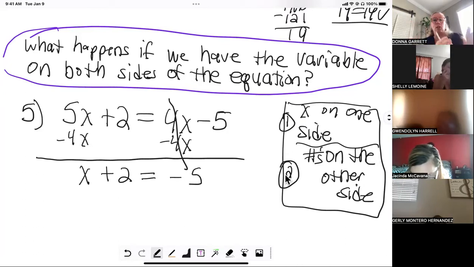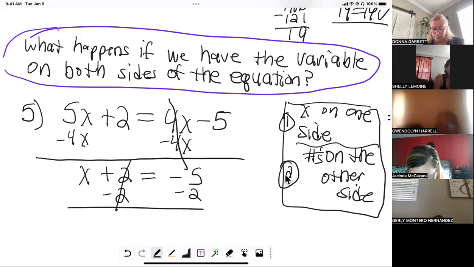So see how we put the x over and combine the x's, and then we move the number, we're doing a number next. We're going to move the number over, right? We got the x's together on one side, and now I want to move that plus 2 to the other side. I want to get x by itself. So it's plus 2, so I'm going to subtract 2 on both sides. And now what I'm left with is x is equal to negative 5 minus 2, negative 7.